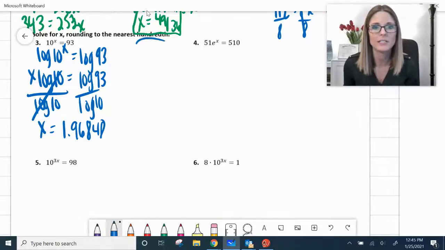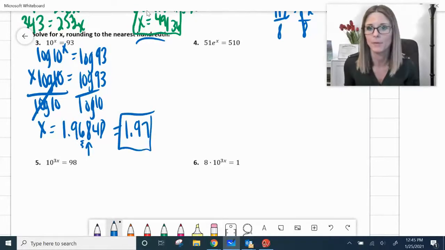We're rounding to the nearest hundredth. So I want to round this place, but I look at the third decimal place, the thousandths decimal place to tell me that it is 1.97. The 8 says round up.